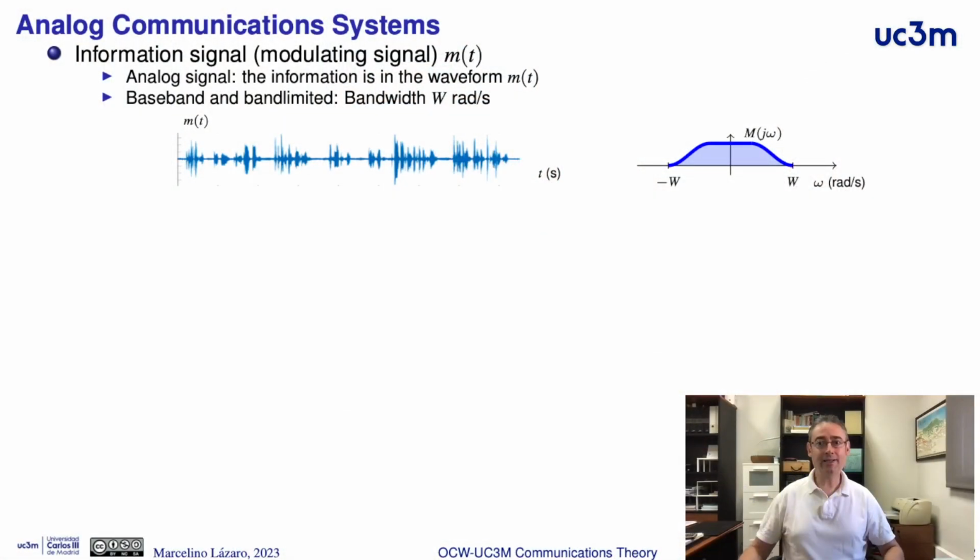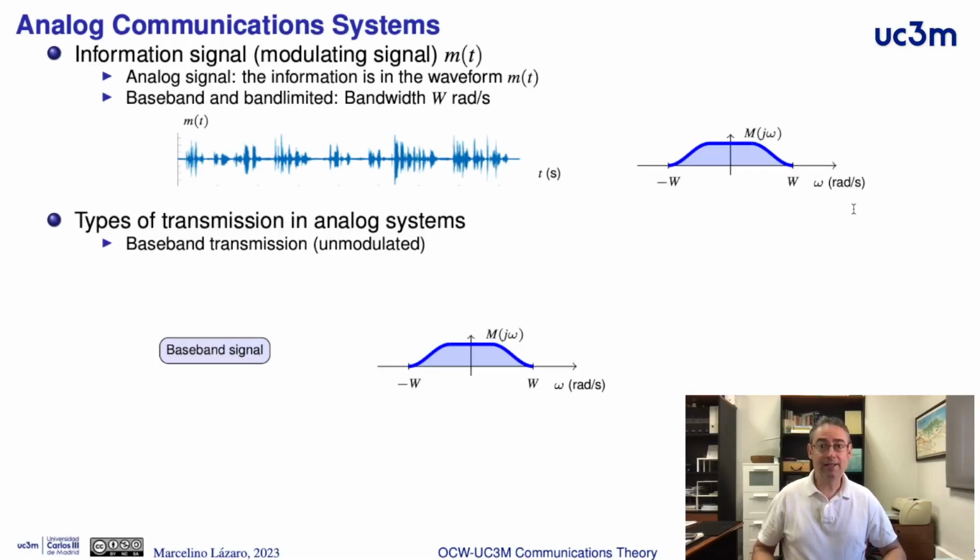In this video, we will introduce the analog communication systems. In an analog communication system, the information signal that is called the modulating signal, m(t), is an analog signal. The information is in a continuous time waveform like the one that we have in this picture. And typically, this is a baseband and bandlimited signal. The bandwidth is W and the spectrum is centered at 0.